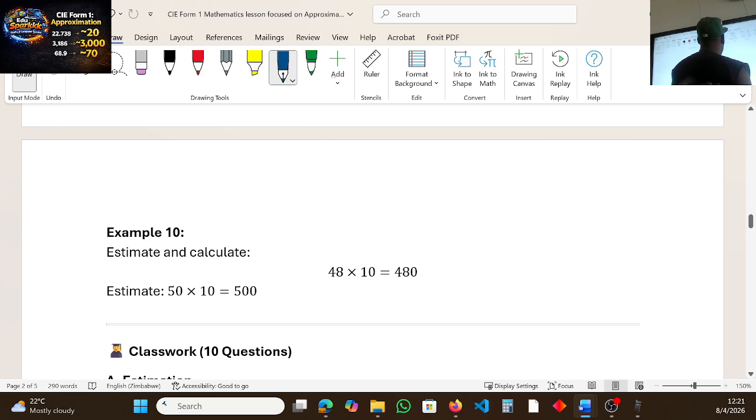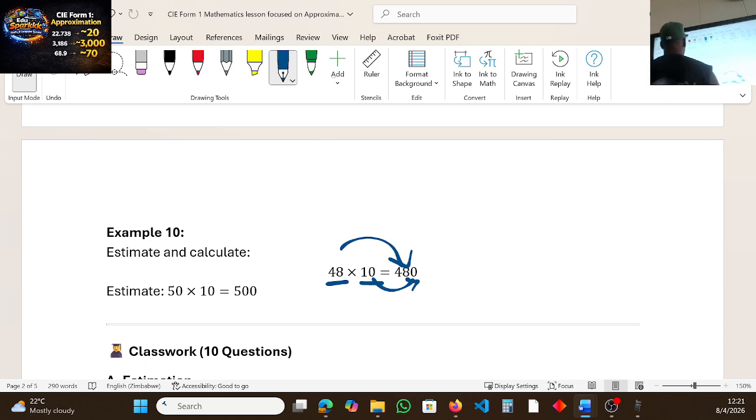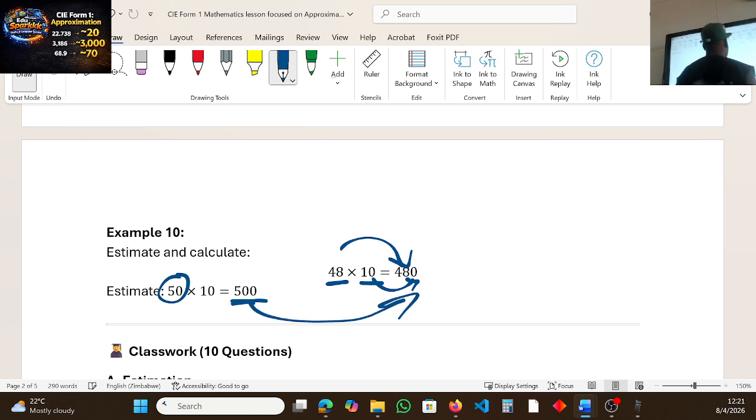So here we want to make a bit of a comparison. There is an estimation there. We want to estimate and calculate. So 48 multiplied by 10. Like we did earlier, we take our 48 and just add a 0. So it gives us 480. But now if we're estimating, 48 is closer to 50, and multiplying 50 by 10 gives us 500. So now making a comparison, 500 and 480, these numbers are close together. So our estimation can be accepted as a meaningful or reasonable guess.